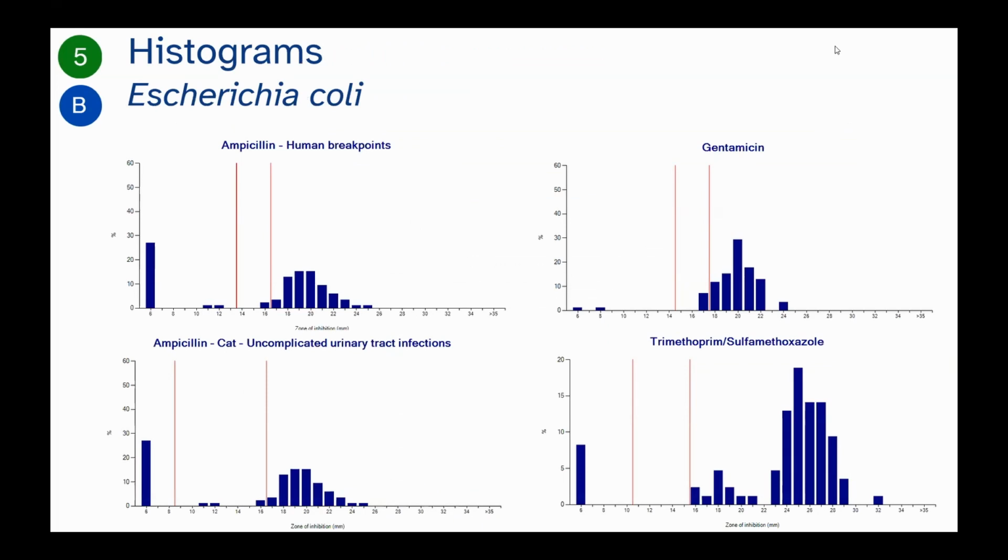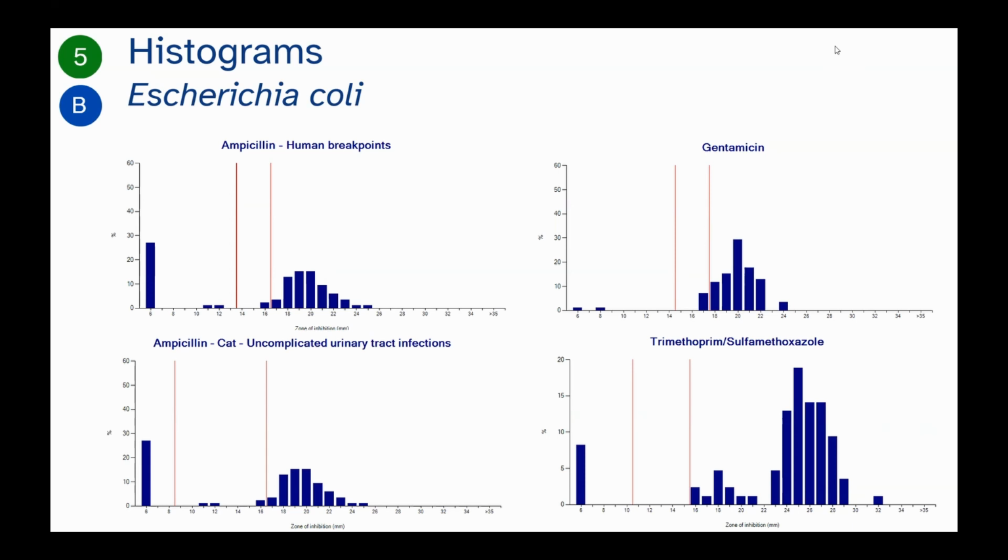Here are 4 examples of what the zone diameter distribution would look like. The 2 graphs on the left illustrate the zone diameter distribution for ampicillin. In the top left, we see the samples analyzed using the human clinical breakpoints. And in the bottom left, we see the results using the cat breakpoints for uncomplicated urinary tract infections. The 2 graphs agree on the susceptible breakpoint, but they do have different values for the resistant breakpoint.